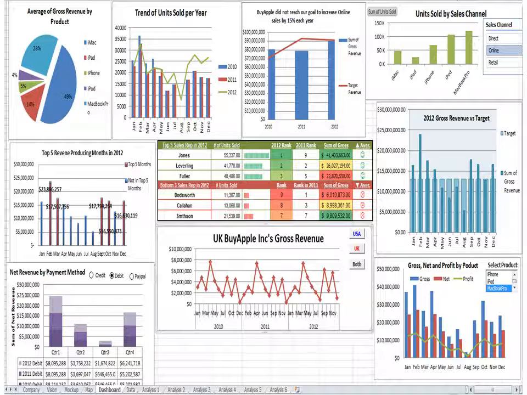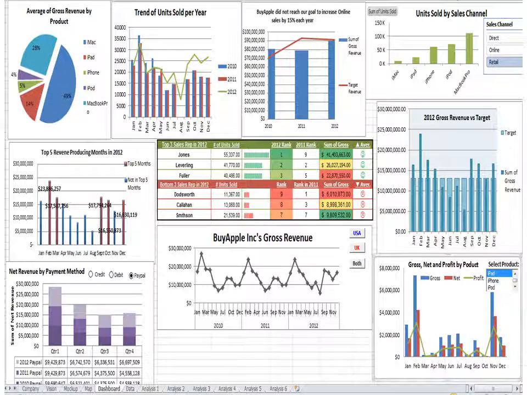There's also the chart to the left in the middle, which shows our top 5 months in 2012, the biggest revenue producing months. It shows you with the red chart the amounts of what the revenue was for those months. We have February, March, September, October, and December.